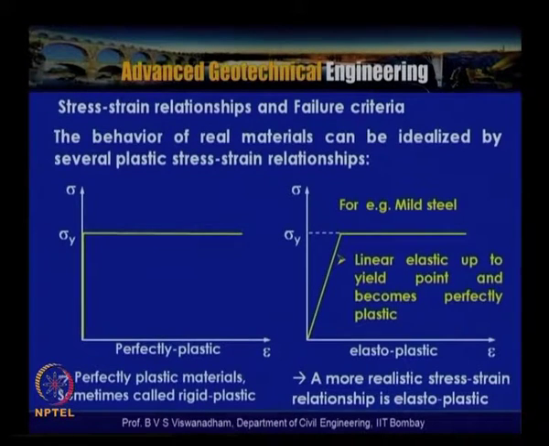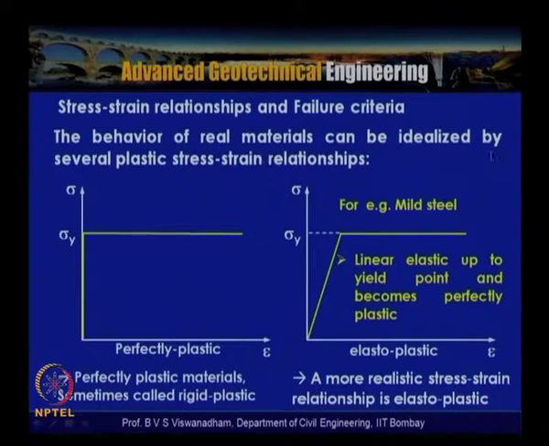Here are two typical examples of perfectly plastic and elastoplastic conditions, showing the stress strain behavior. Here the perfectly plastic material is indicated, and sometimes it is called rigid plastic. That means the yield stress is there on the sigma axis, and with increase in strain, the stress is maintained at the yield stress.